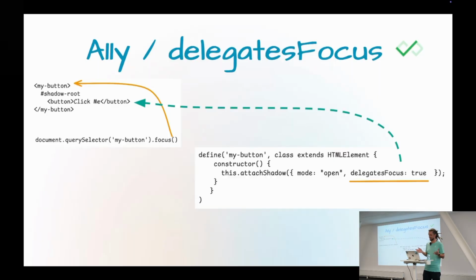Thankfully, we have a new feature when creating Shadow DOM called delegate focus. When we set this in your custom element implementation, everything will work as expected. So basically, if you programmatically focus the my button, the first focusable element within your shadow tree is going to be selected. So native behaviors will be there as expected.